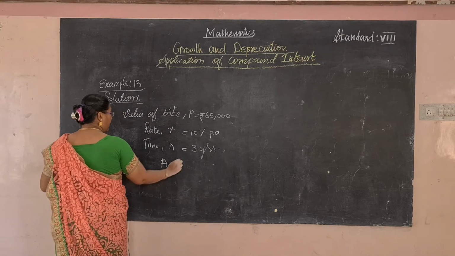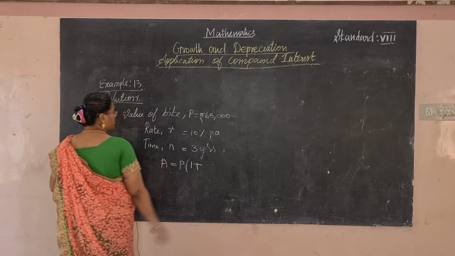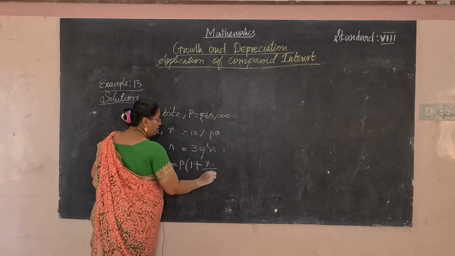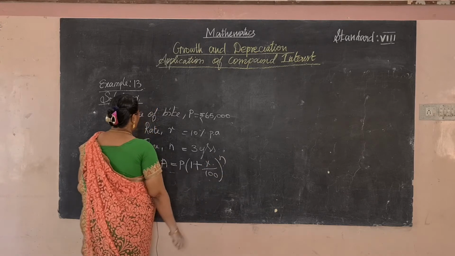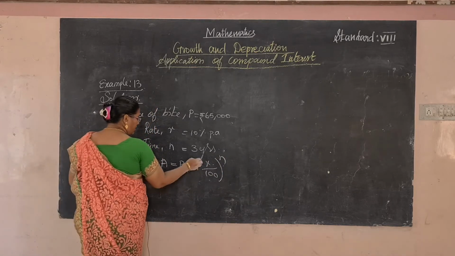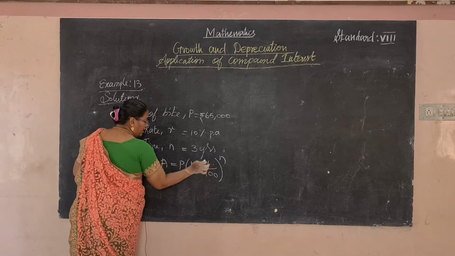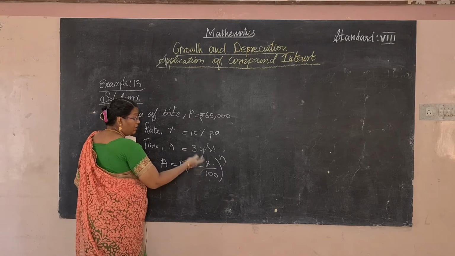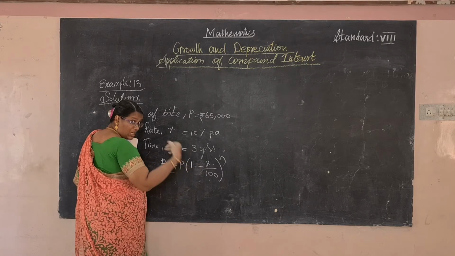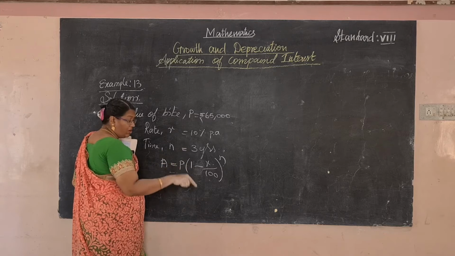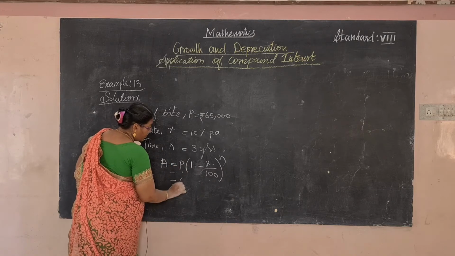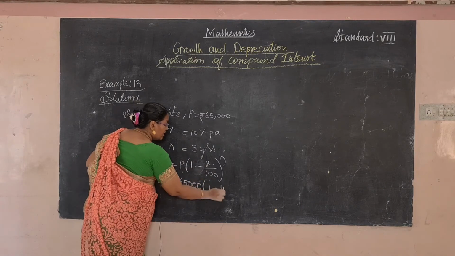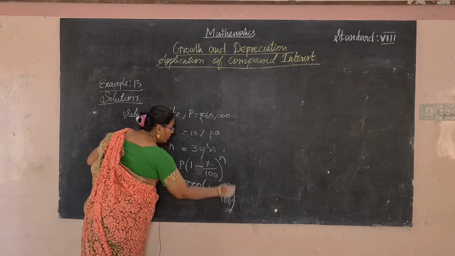A is equal to P of 1 plus R by 100 the whole power n. What is given here? Depreciation. Depreciate means the R value is negative. So minus. Why do we put minus here? Depreciation is given, so the rate of growth is negative, so the R value is also negative. So P value is 65,000, 1 minus R value 10 by 100, the whole power 3.